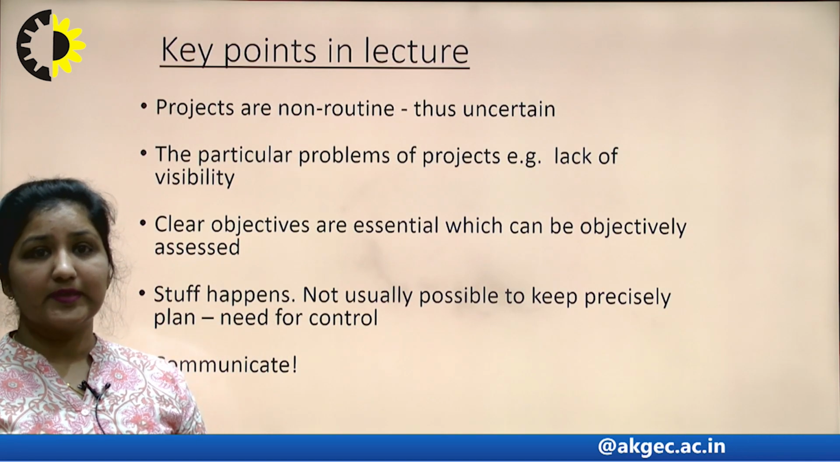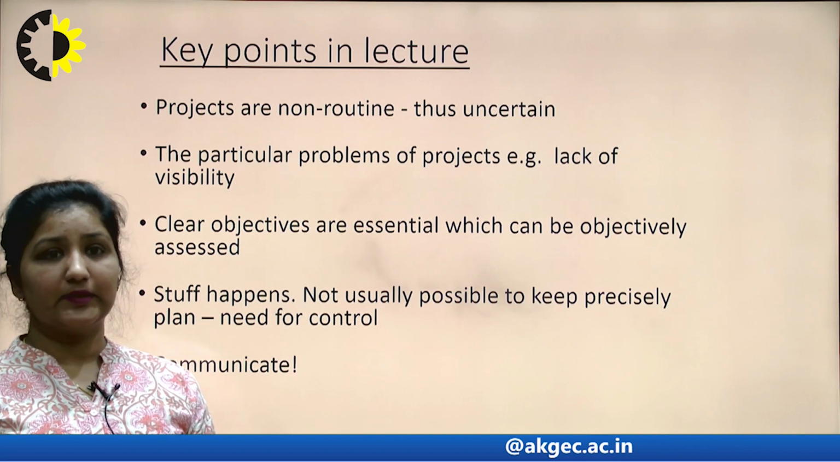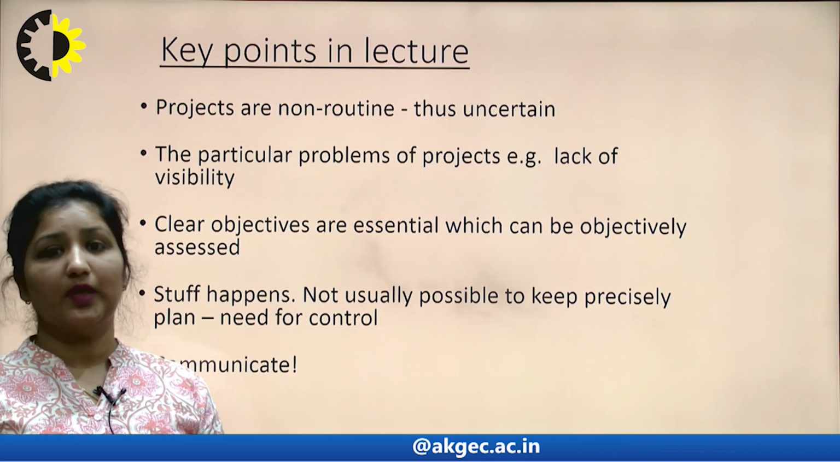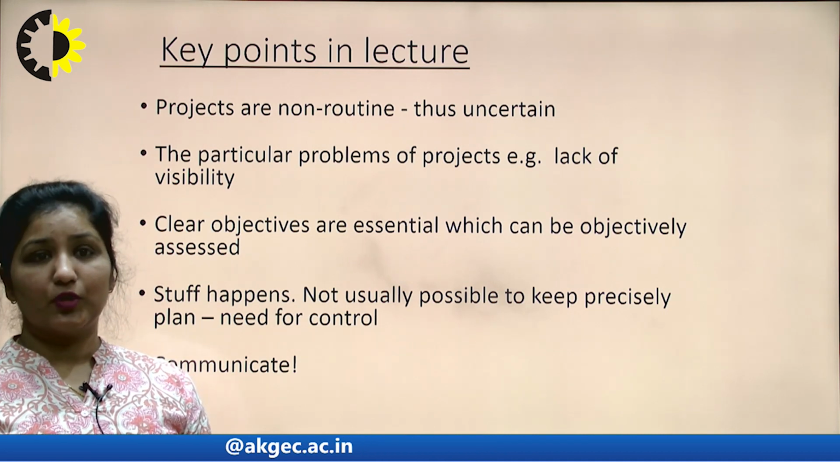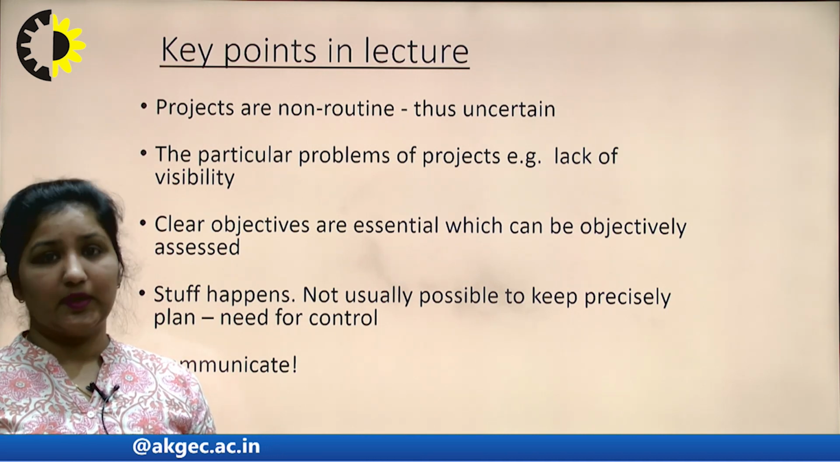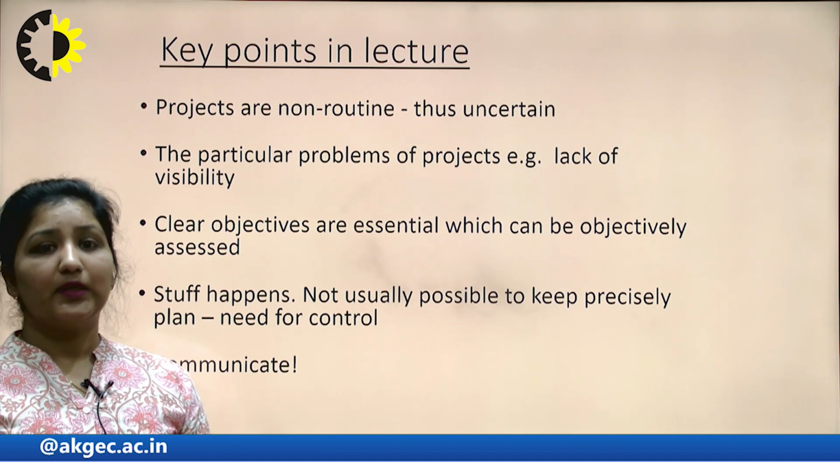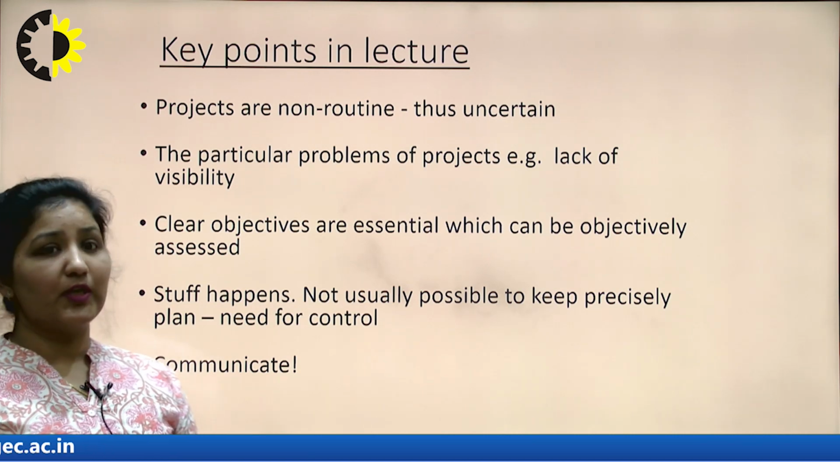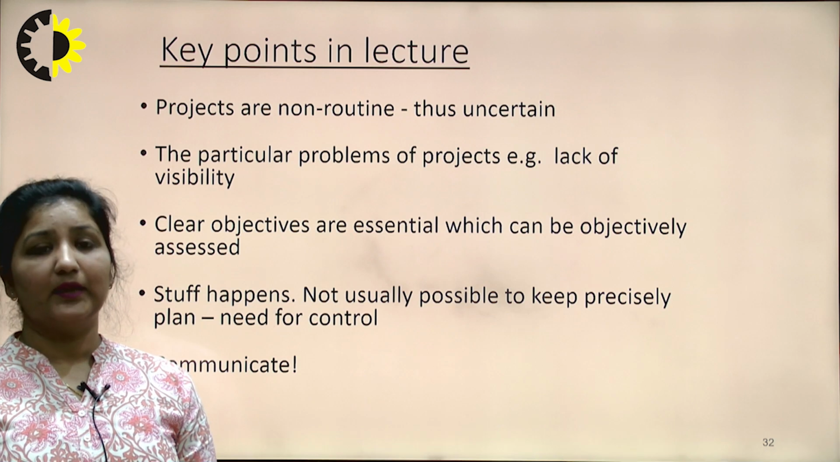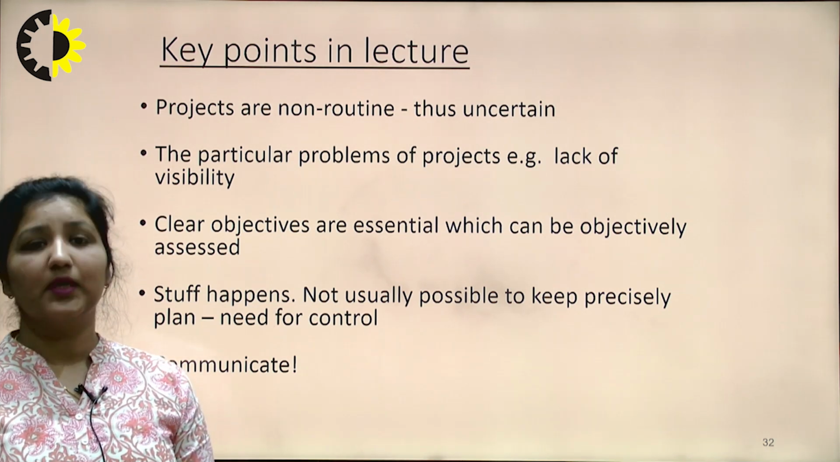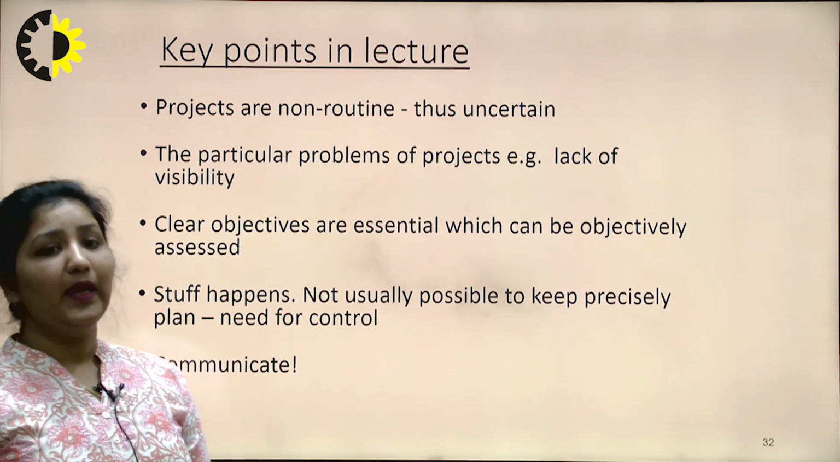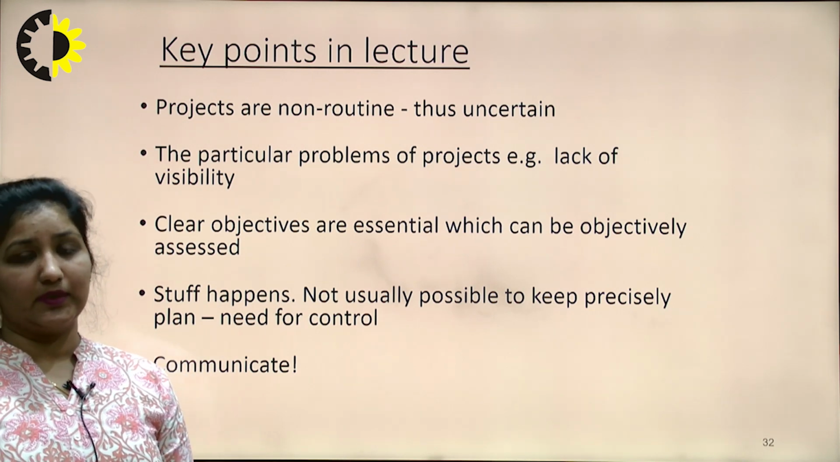So we can say the key points that we gathered in this lecture are that projects are non-routine, that means they are uncertain. The particular problems of projects are that they lack visibility, they are intangible in nature. Clear objectives are essential, which can be objectively assessed. And stuff happens, it is not usually kept precisely. We need to control the things of the risk which are involved. And finally, we need to communicate. Thank you.